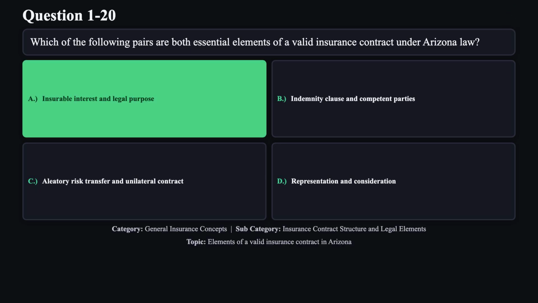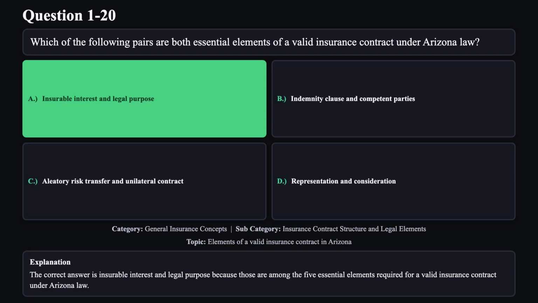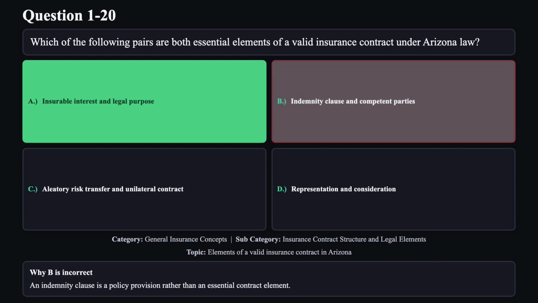The correct answer is A. The correct answer is insurable interest and legal purpose, because those are among the 5 essential elements required for a valid insurance contract under Arizona law. Reason B is not correct. An indemnity clause is a policy provision rather than an essential contract element.